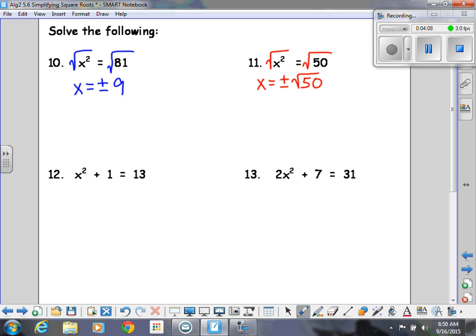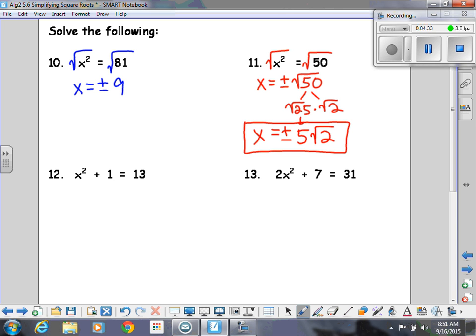Now 50 is not a perfect square. However, we can pull that apart. Remember, we did that in the last video. So I can pull this apart into the perfect square of 25 times 2. So this is going to be equal to plus or minus the square root of 25, that's just 5. And then the square root of 2 stays the square root of 2. So I have x is equal to both the positive and the negative 5 square root of 2. That would be our final answer.